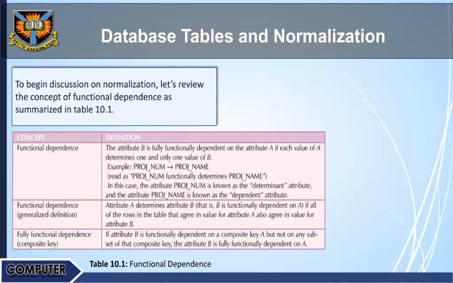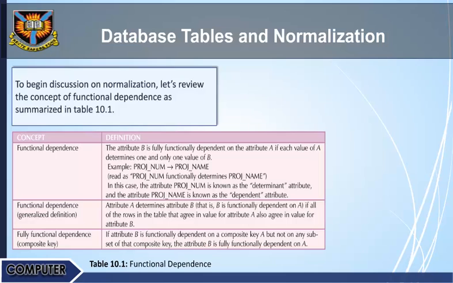Concept: functional dependence. Generalized definition. Definition: attribute A determines attribute B, that is, B is functionally dependent on A, if all of the rows in the table that agree in value for attribute A also agree in value for attribute B.